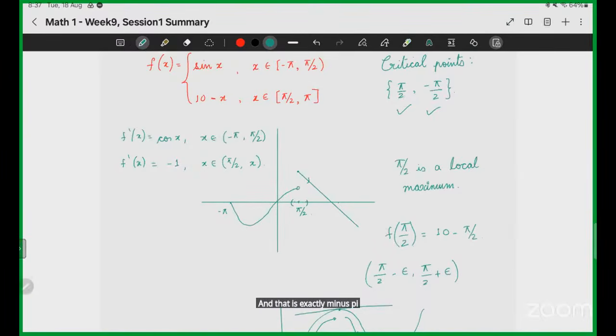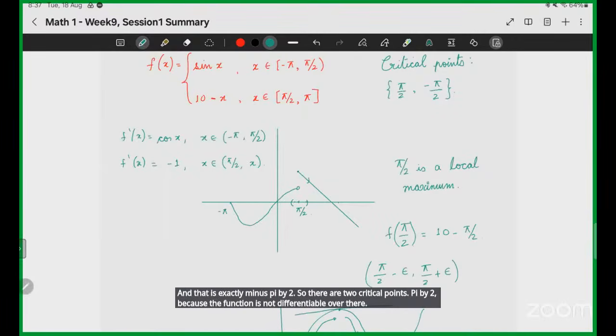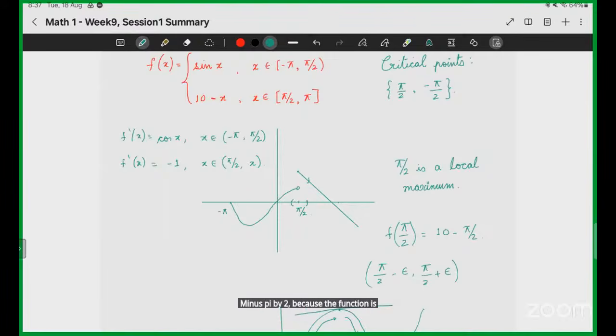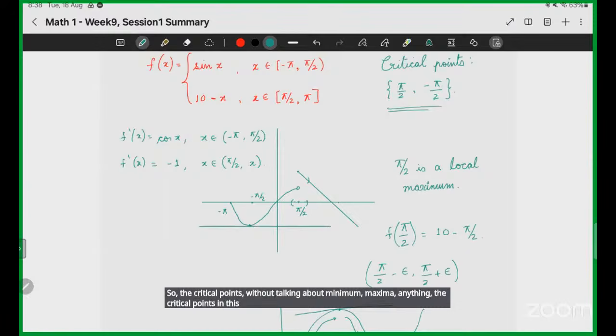So there are two critical points. Pi by 2, because the function is not differentiable over there. Minus pi by 2, because the function is differentiable and the derivative is 0. And as we were saying earlier, if you look at the point minus pi by 2 and look at the tangent line, it will be horizontal. Right? So the critical points, without talking about minima, maxima, anything, the critical points in this interval are pi by 2 and minus pi by 2 for this particular function.